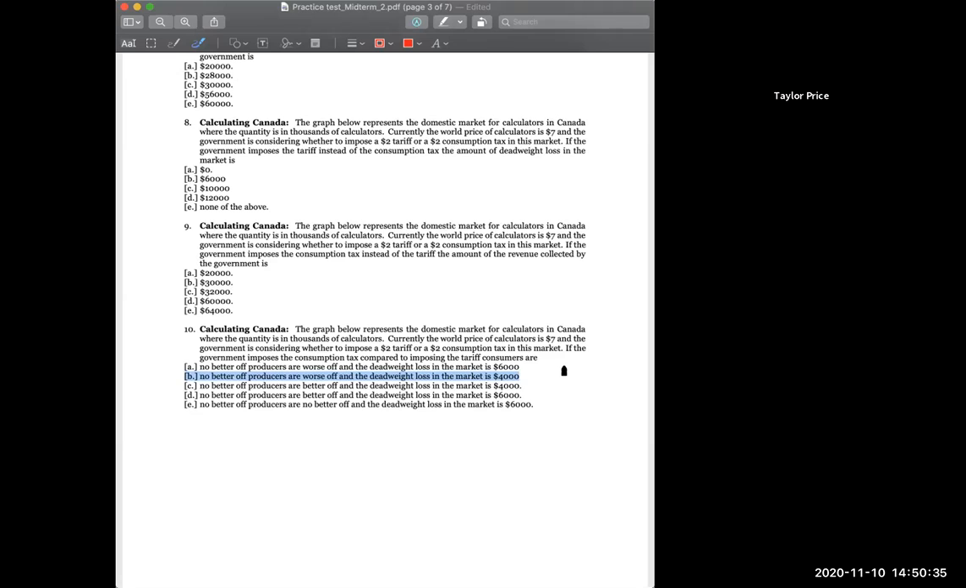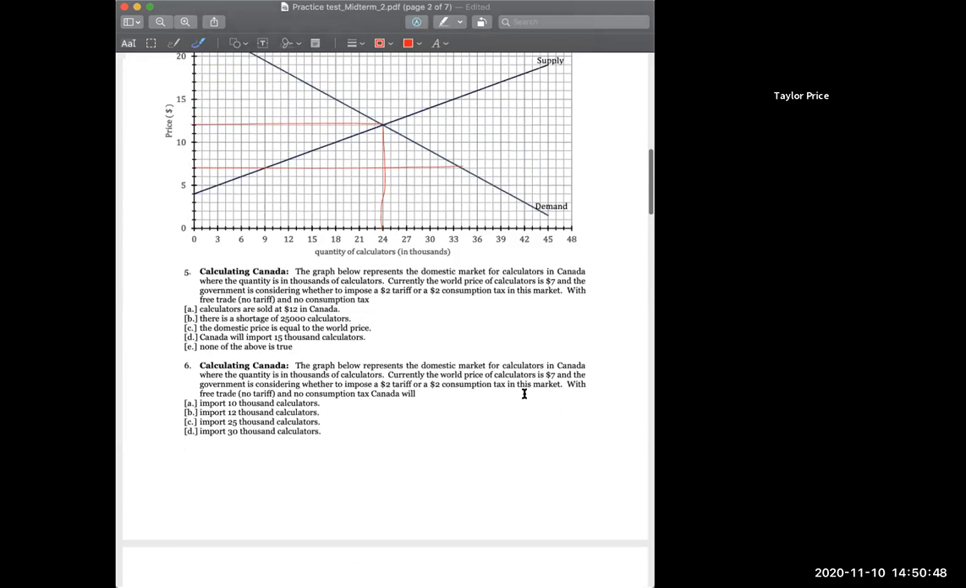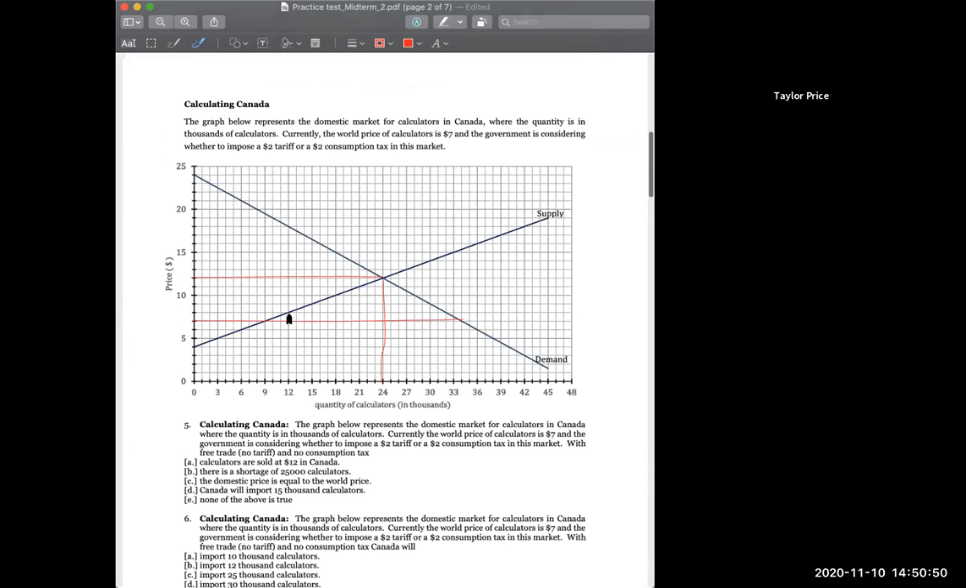So if you're saying that imposing the tariff, consumers are no better off and producers are worse off, and the deadweight loss in the market is 4,000. Okay, so the way that you can then take a look at it is to say, if there is a $2 tariff versus a $2 consumption tax, what is going to be the difference? So the difference is going to be who is impacted by each of the taxes.